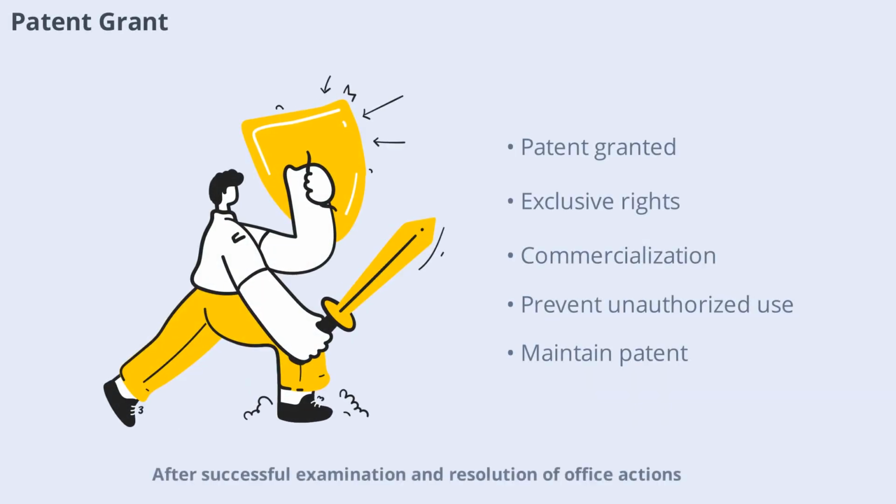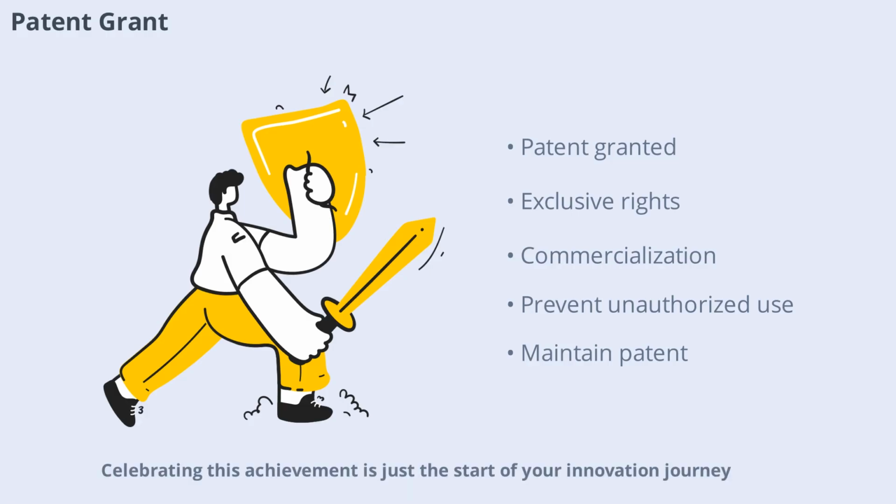After successful examination and resolution of office actions, the patent is granted. This marks the beginning of the inventor's exclusive rights. The patent grant is a significant milestone, enabling inventors to commercialize their inventions and prevent unauthorized use. In this scene, we'll discuss the implications of patent grants, the rights conferred, and steps to maintain your patent. Celebrating this achievement is just the start of your innovation journey.